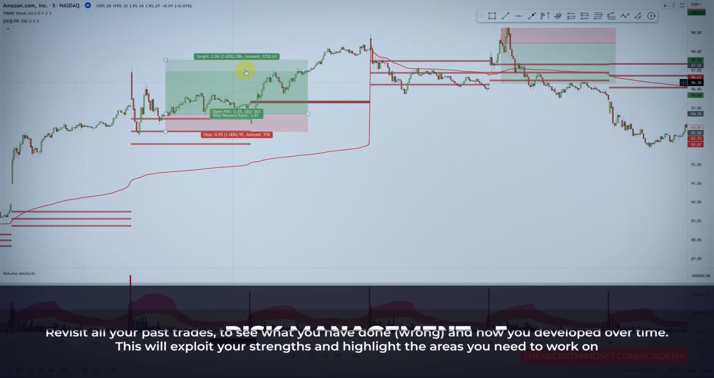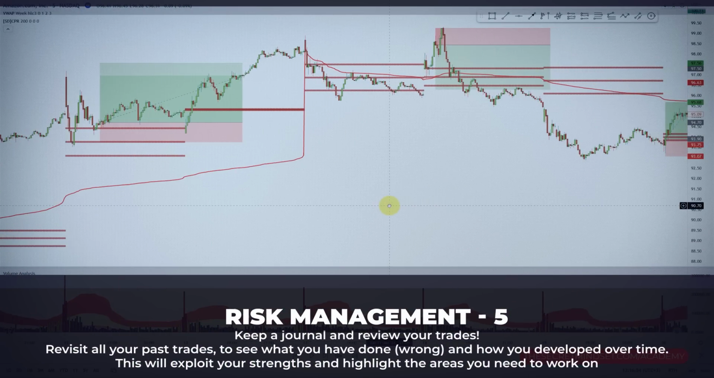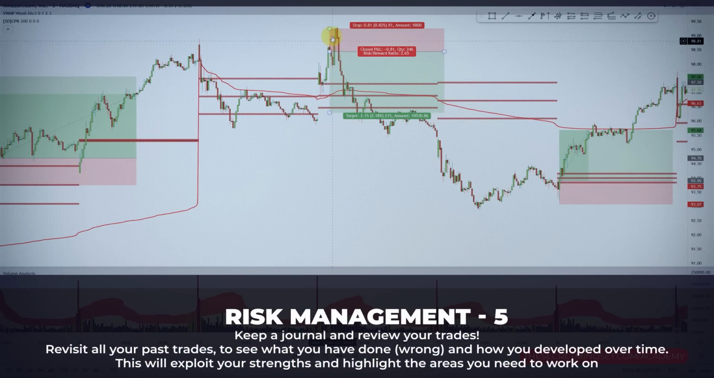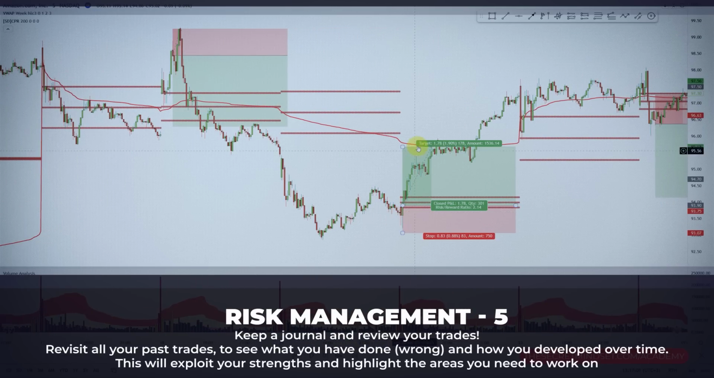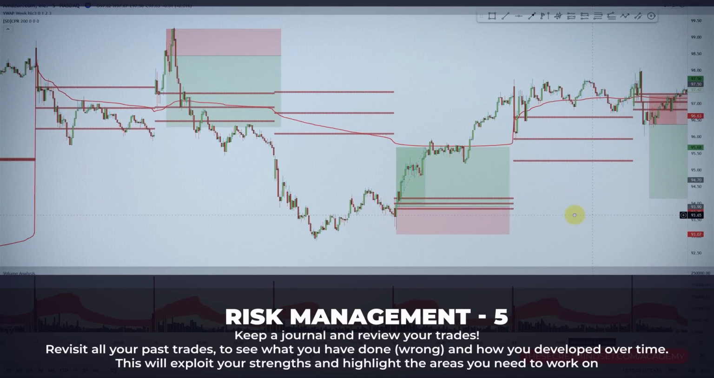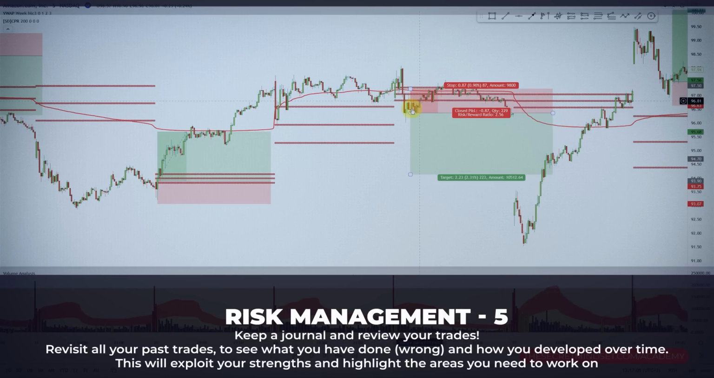Another tip: keep a journal and review your trades. Most traders will never look at their trades again after they have closed them. They will just move on to the next trade and forget about what they did before.